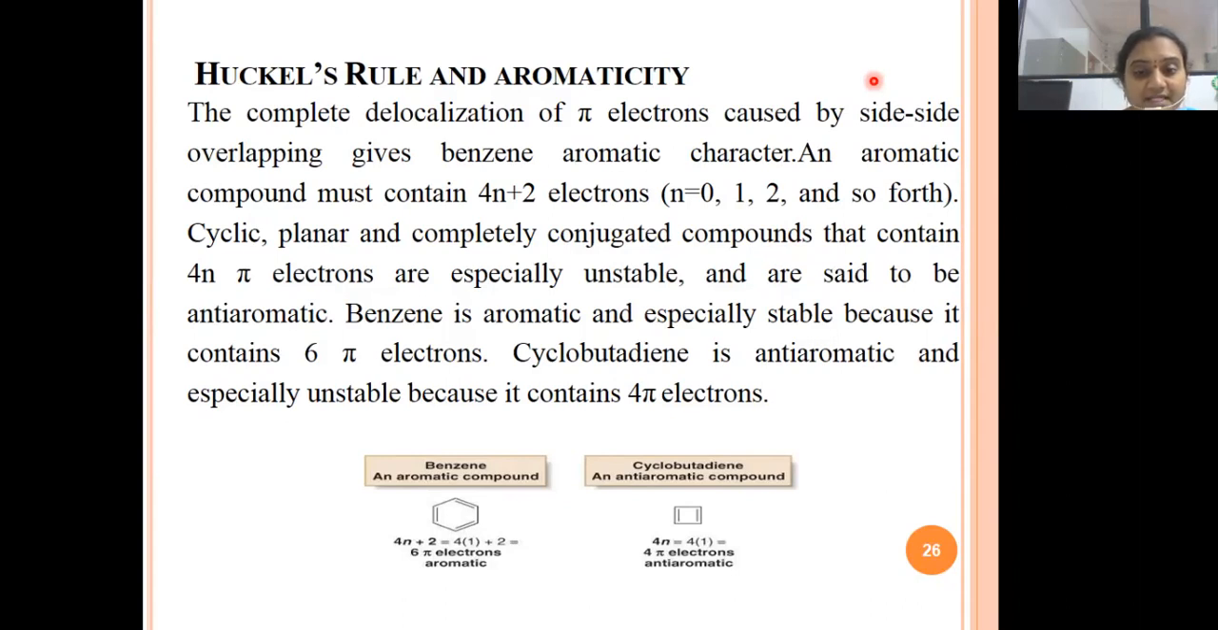Benzene is aromatic and especially stable because it contains 6 pi electrons. Cyclobutadiene is anti-aromatic and especially unstable because it contains 4 pi electrons. Here this is the anti-aromatic compound because it satisfies 4n. Here benzene is the aromatic compound. It satisfies 4n plus 2 pi electrons. Here you will get 6 pi electrons, there you will get 4 pi electrons. 2 double bonds means 2 into 2, 4 electrons. 3 double bonds, 3 into 2, 6 electrons. So that is why it is the number of electrons, not the number of atoms.